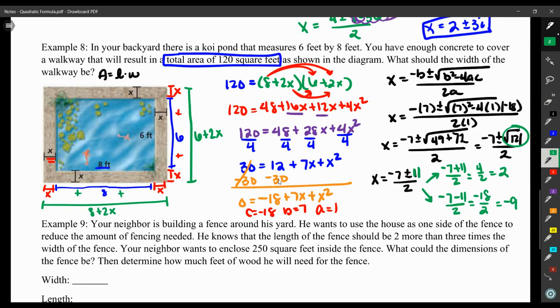Because this is real world, we need to sit and decide which one of these, if any, solution is not reasonable. So we're talking about, it says, what should the width of the walkway be? So that means I'm looking for a length. I'm looking for a dimension. So lengths are not allowed to be negative. So since a negative 9 would give me a negative walkway width, this is not an actual solution. So the walkway is 2 feet wide. Now, if this had been just a regular quadratic equation, just a mathematical example like the previous examples, then you would have had two solutions being 2 and negative 9.